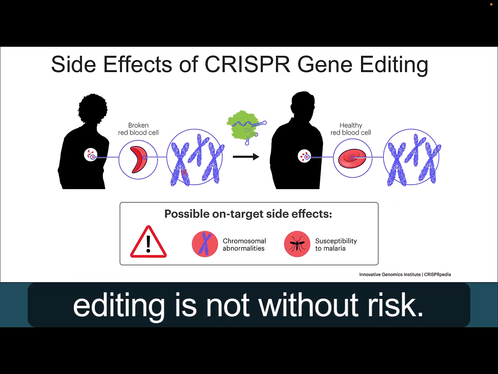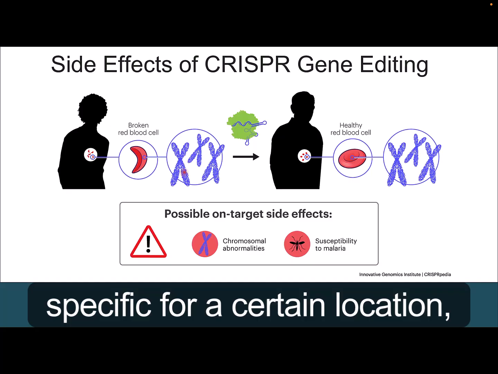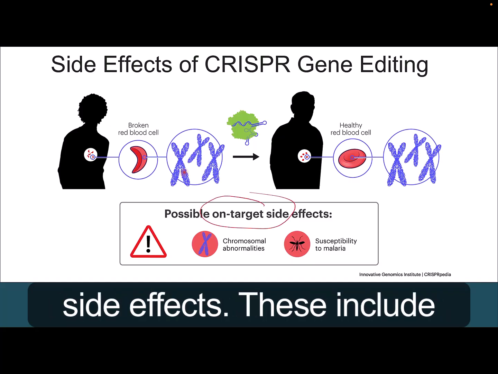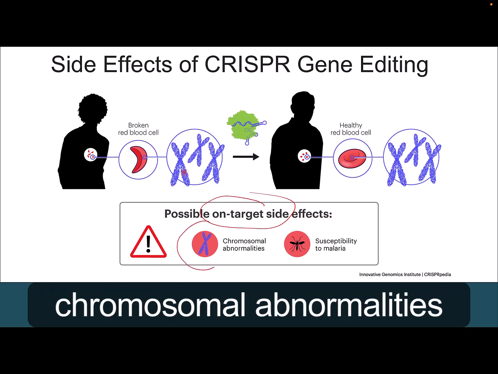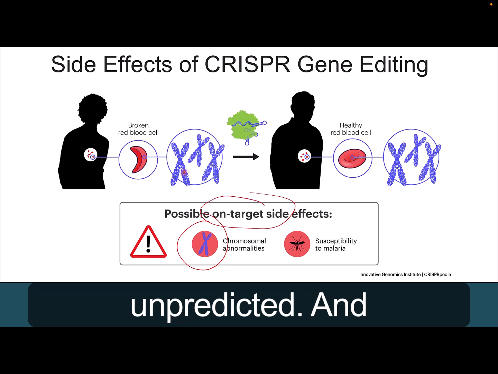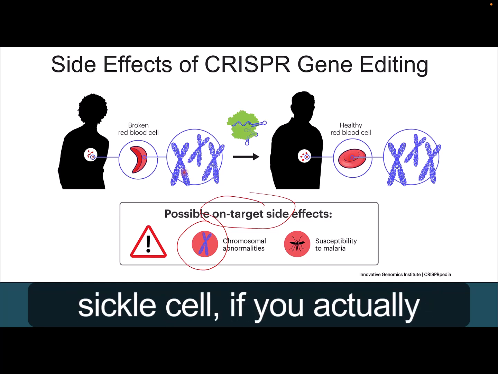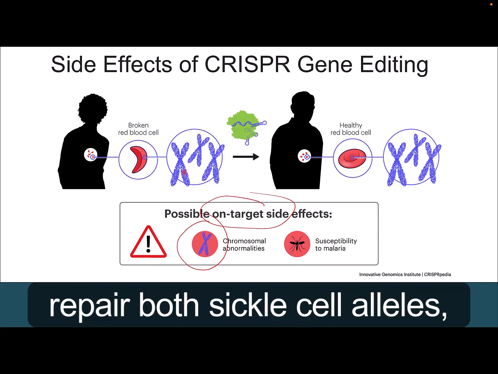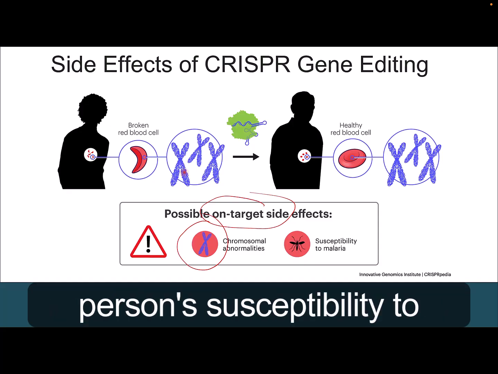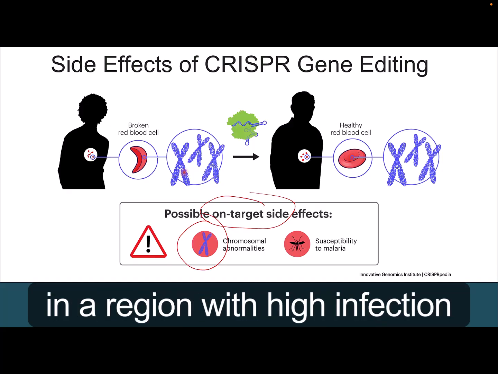Gene editing is not without risks. Even though it's highly specific for a certain location, there are possible on-target side effects. These include chromosomal abnormalities or other smaller gene modifications that are unpredicted. And furthermore, in the case of sickle cell, if you actually repair both sickle cell alleles, you can also increase a person's susceptibility to malarial infection if they live in a region with high infection rates.